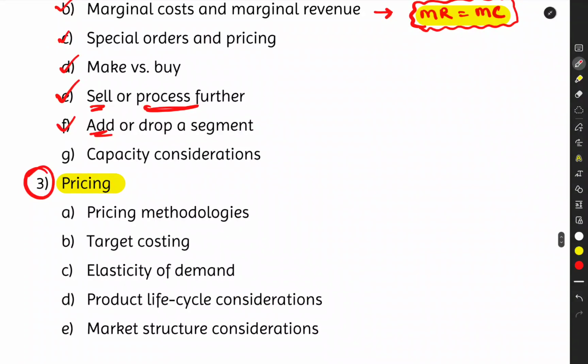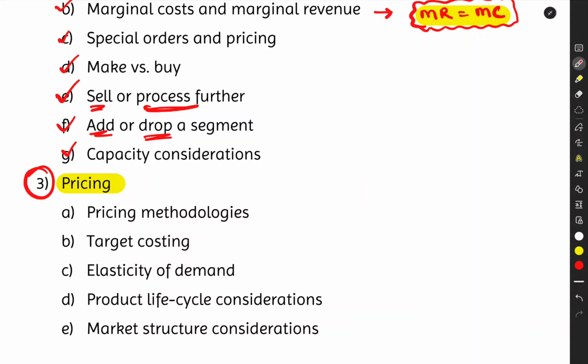Similarly, should I add a particular segment or should I drop a segment? Like for example, Limca is there. Limca is a product within the Coca-Cola portfolio. So should Coca-Cola continue to produce Limca or should they stop producing Limca? So that's a question. So the decision should be depending upon the profitability of that particular division or that particular segment. Then we are also going to talk about capacity considerations. See, earlier we used to have a concept called theory of constraints, but that has been removed from the syllabus. So now theory of constraints is not there. Capacity considerations are there.